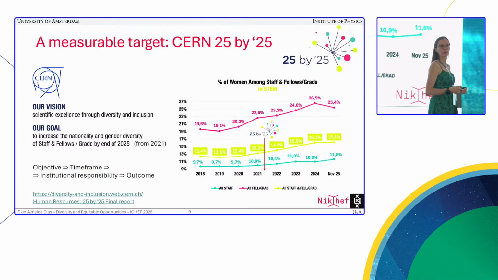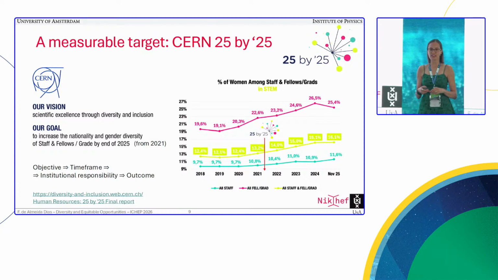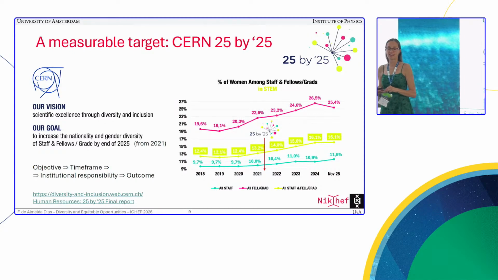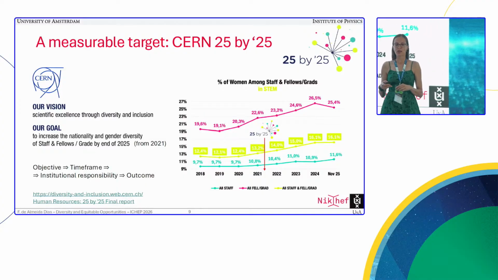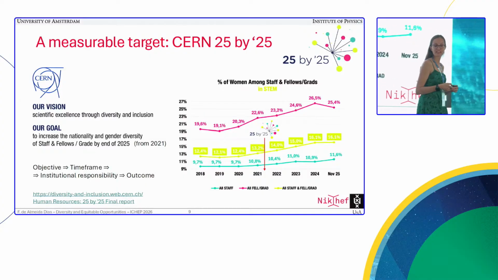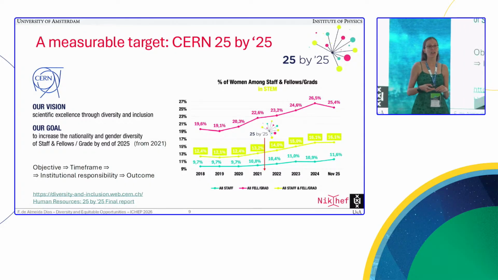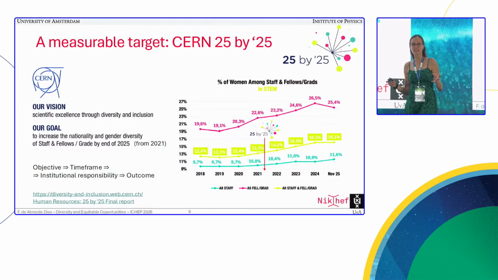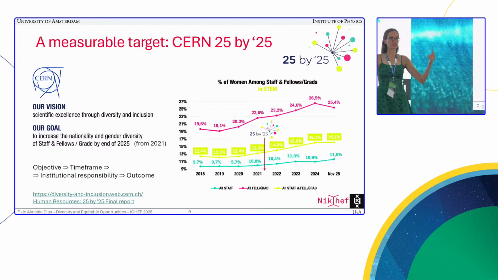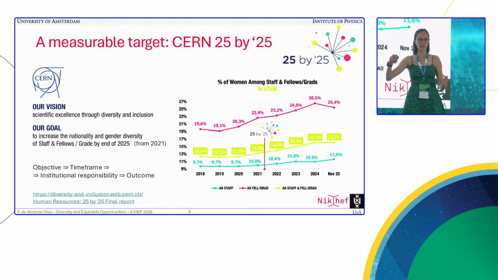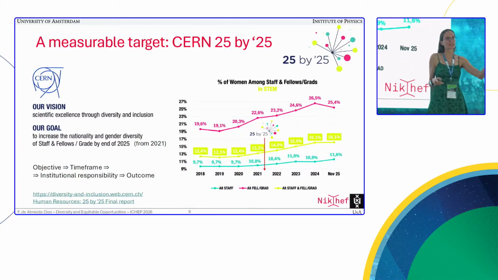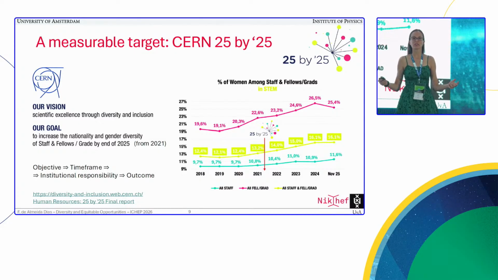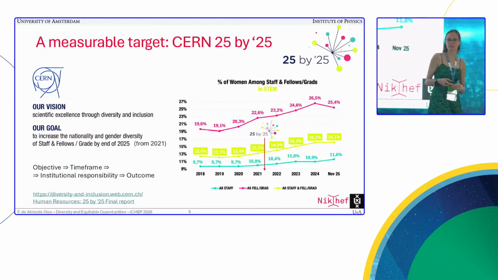So I will show an example from CERN. This is the 25 by 25 that was installed in 2021 to try to increase the nationality and gender diversity between staff and fellows at CERN to 25% by the year 2025. The idea here is very good because you find an objective, you put a time frame into it, you put the institutional responsibility that you have to achieve this, and then you have a very measurable outcome that you can go and see what is your result at the end of this.